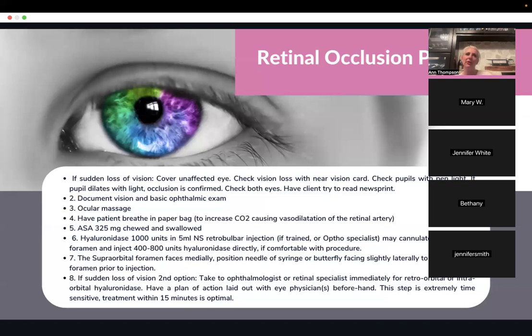The way that we prevent these kind of big, bad, scary things from happening is going to be to aspirate. So this is our retinal occlusion protocol, but in the next slides, I'm going to talk to you about how to prevent all these kind of devastating things from happening.